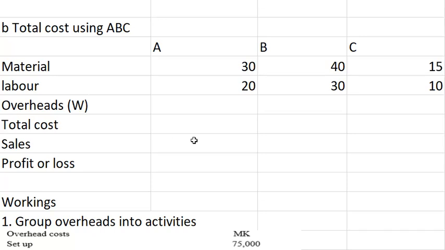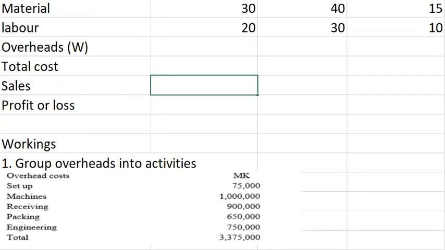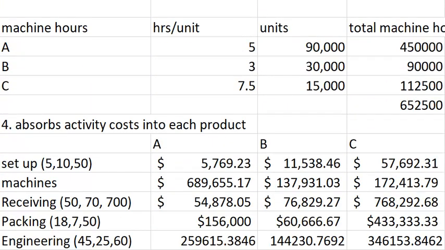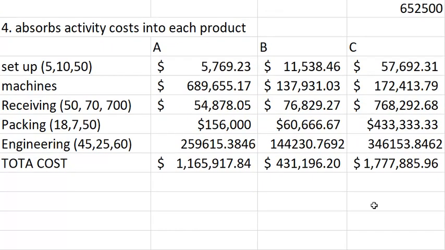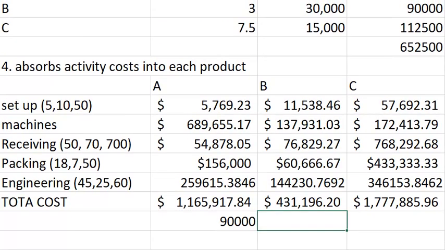So we should make sure that the overheads are also calculated per unit. So let's move. So what we should do, we'll divide by units, which are, remember the units, we have 90, 30, and 15. So all these costs should be divided per unit. So 90, we'll put it again, 90, 30, and 15.